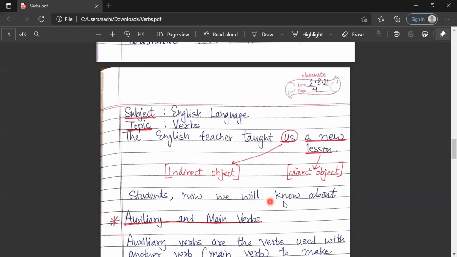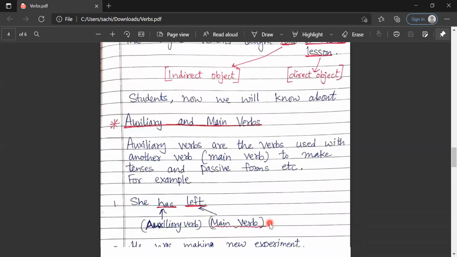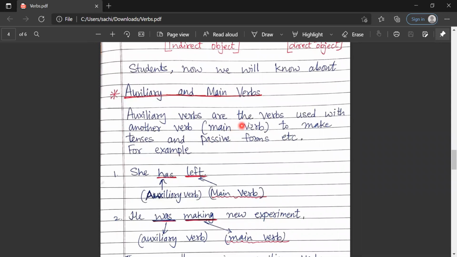Students, now we will know about auxiliary and main verbs. Auxiliary verbs are verbs used with another verb, the main verb, to make tenses and passive forms, etc. For example, she has left. Here has is the auxiliary verb and left is the main verb. Number 2, he was making a new experiment. Here was is the auxiliary verb and making is the main verb.